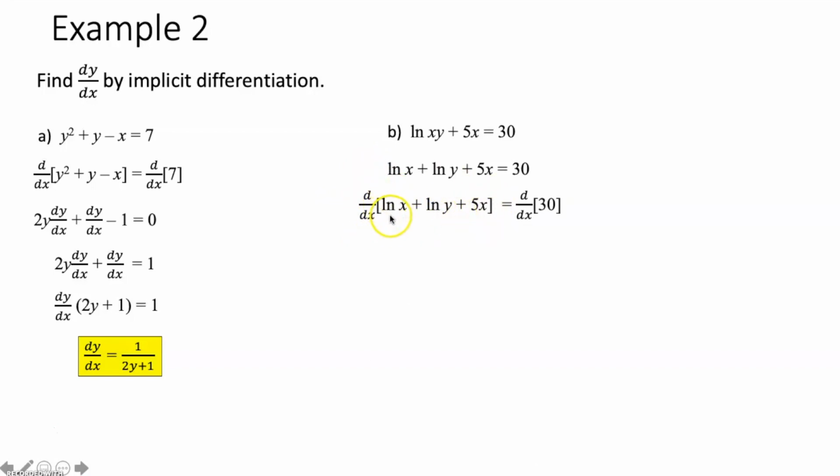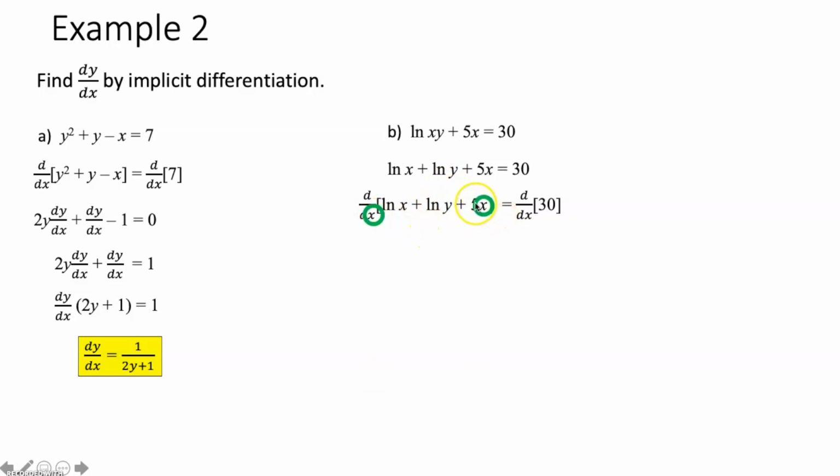So the derivative of this first term, since I'm taking the derivative of this function with respect to x, and this function has an x in it, I can just take the derivative like I normally would. It's going to be 1 over x. Here, when I take the derivative of ln of y with respect to x, this is not the same derivative as what I'm taking the derivative with respect to. So I take the derivative like I normally would. It's going to be 1 over y, but then I have to multiply that by dy dx.